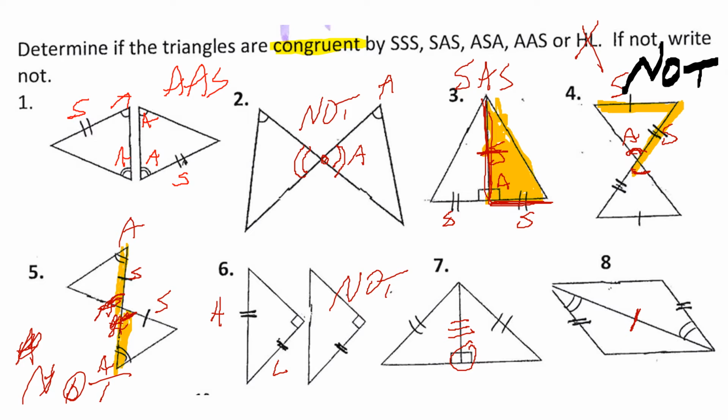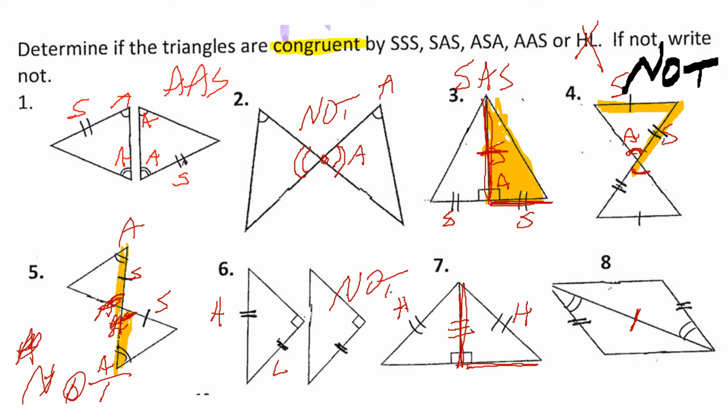All right, so here we go. Another right angle. Don't skip over the right angle part. So we're looking at right angles, and we're thinking hypotenuse leg. Is the hypotenuse marked? Yes. Okay, on both of them, yeah. Is one of the legs marked? Well, that's what you just did right there.